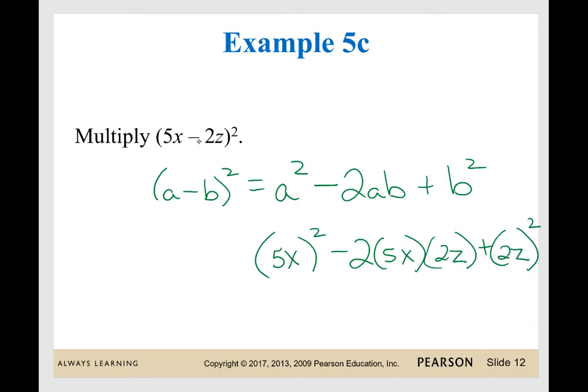Notice we don't worry about the sign at all in front of the 2z because the sign has already been taken care of right there. So you don't have to worry about signs at all. Now we can just clean it up.